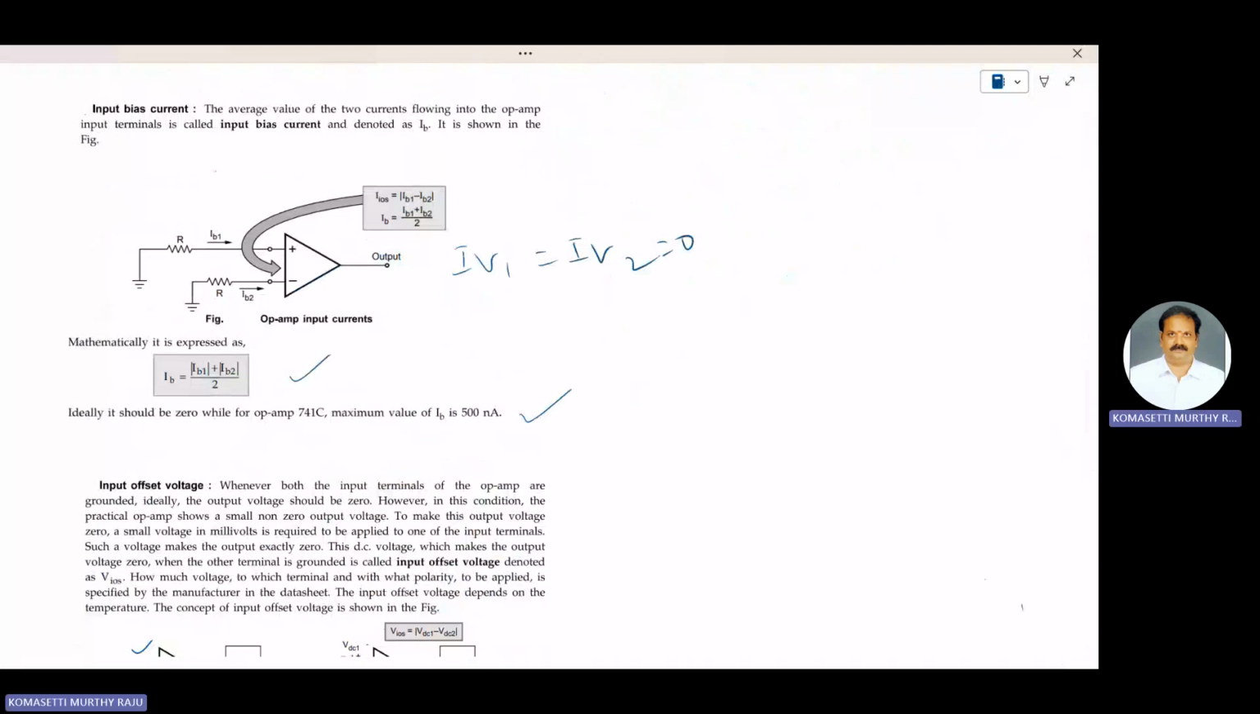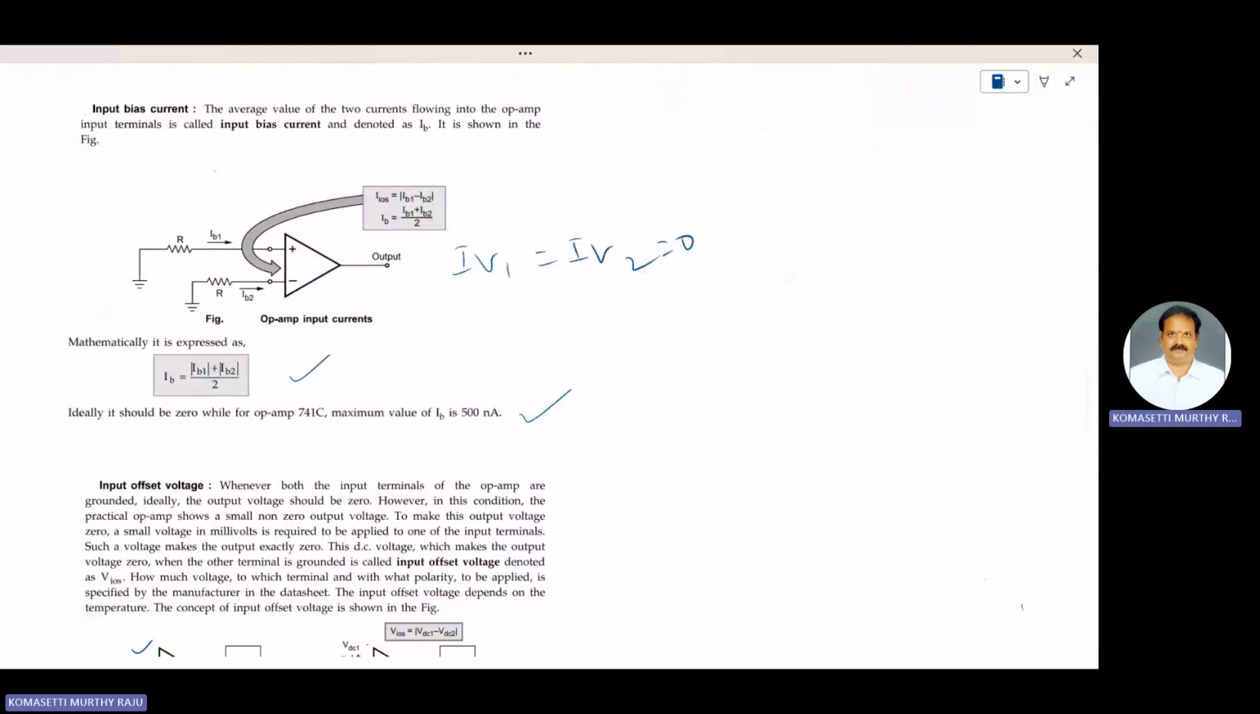The two input terminals of the op-amp are nothing but the base terminals of the two transistors used to construct the input differential amplifier. The two base currents are IB1 and IB2. The two transistors are perfectly matched, so IB1 is equal to IB2. But practically it is not possible; some difference is there. IB1 and IB2 differ by some amount. Therefore, the input offset current IOS is equal to the algebraic difference between these two base currents, mod IB1 minus IB2.